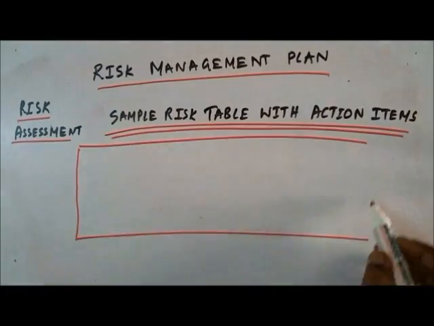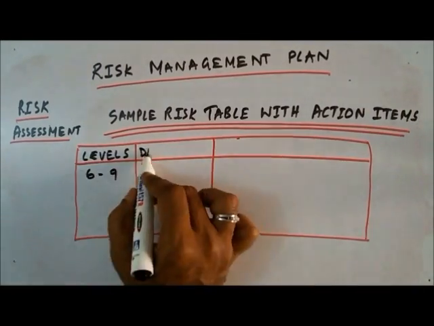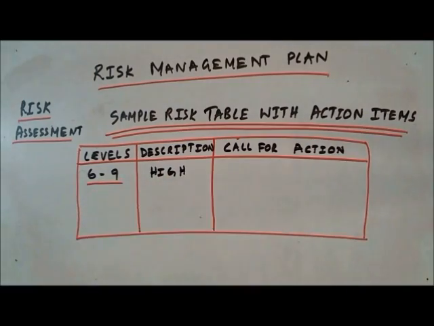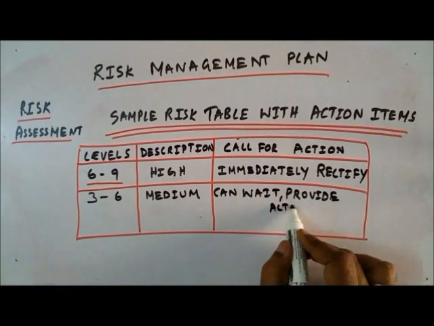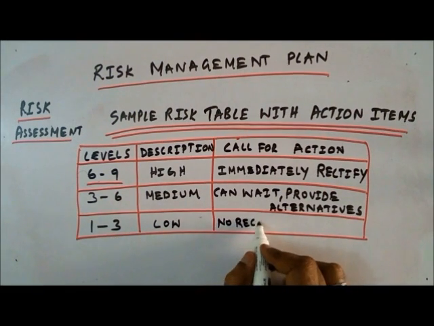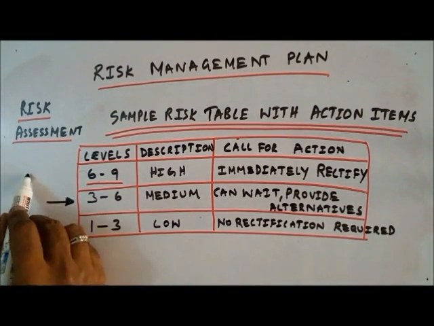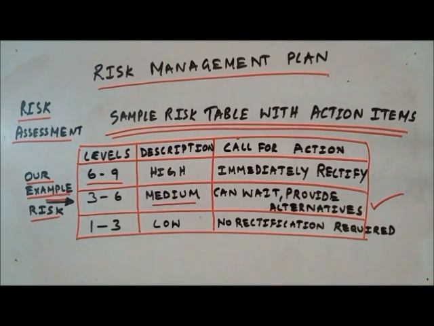Okay, let's look at a sample risk level table with corresponding action items. Level 6 to 9 is very high and the call for action is immediately rectify. 3 to 6 is medium, can wait and provide alternatives. 1 to 3 is low and no rectification required. So for our example, a risk level of 4, which is medium, the call for action would be can wait, provide alternatives.